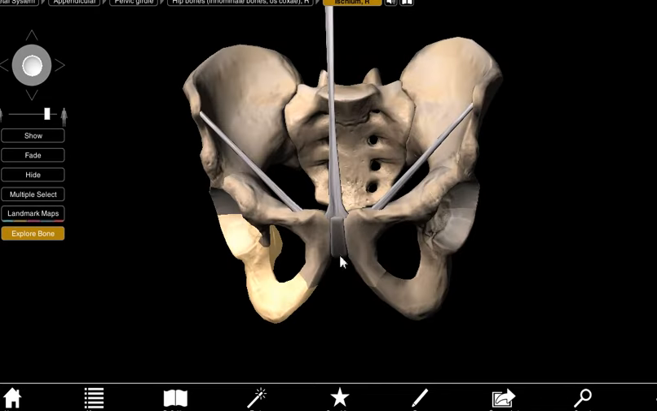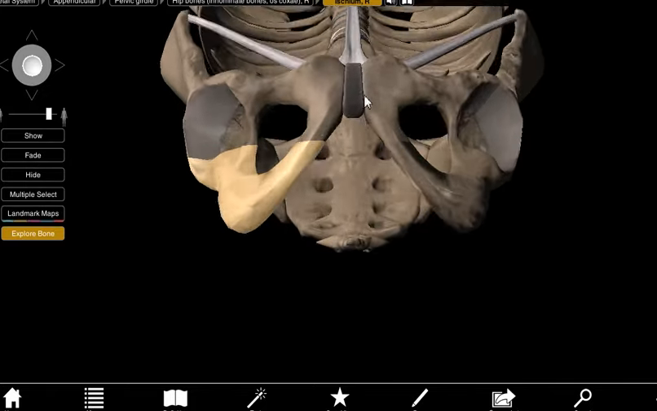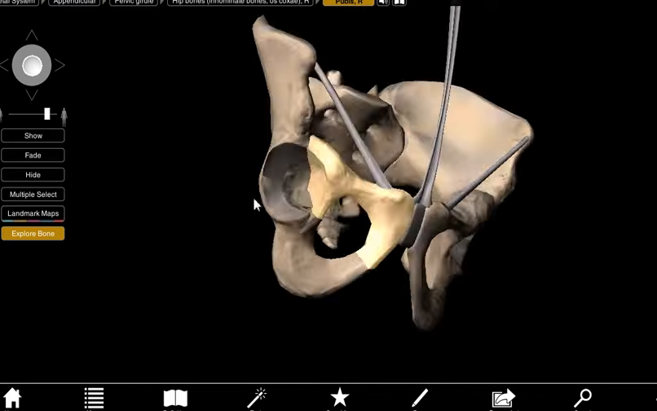The two hip bones meet at the symphysis pubis in the midline in front, like this. This is called the symphysis pubis. So the two hip bones meet at the pubis here. This is the ilium and this is the pubis. Pubis and pubis meet at the symphysis pubis here.